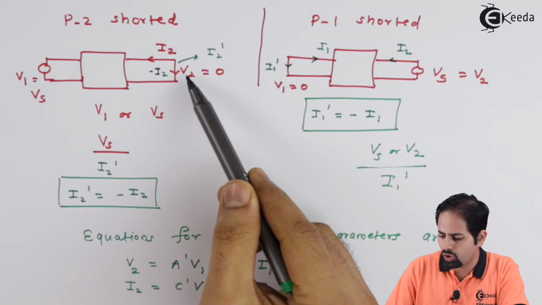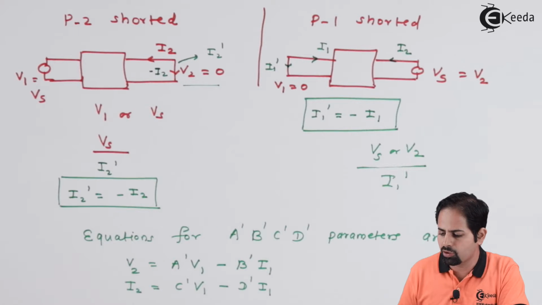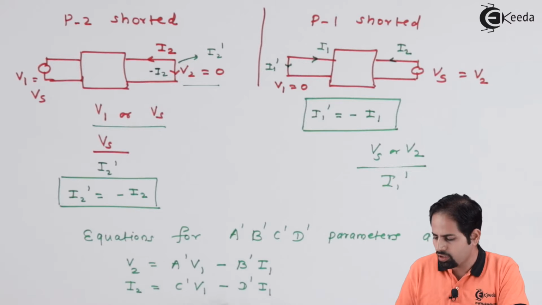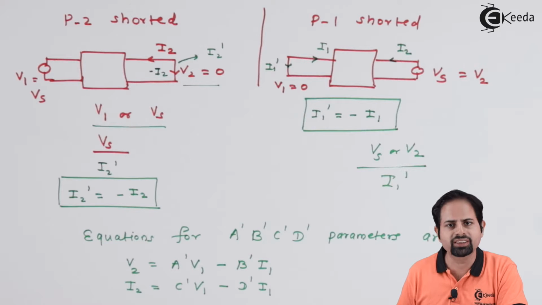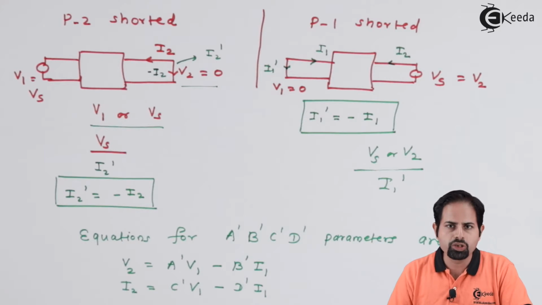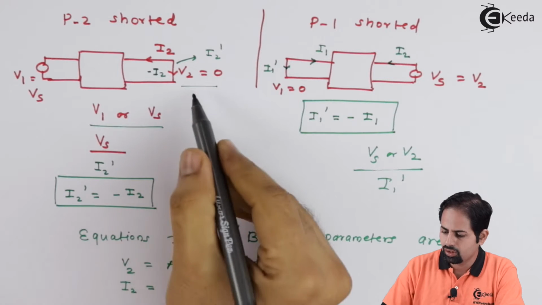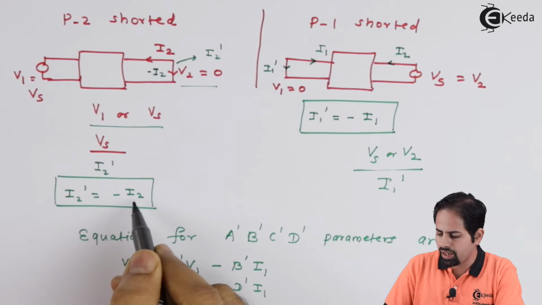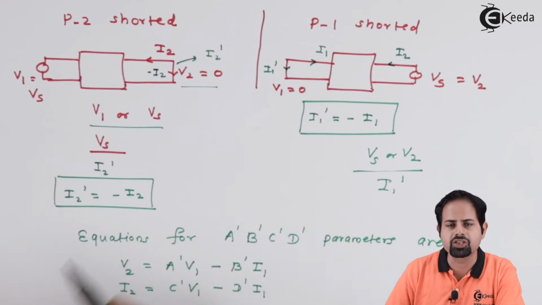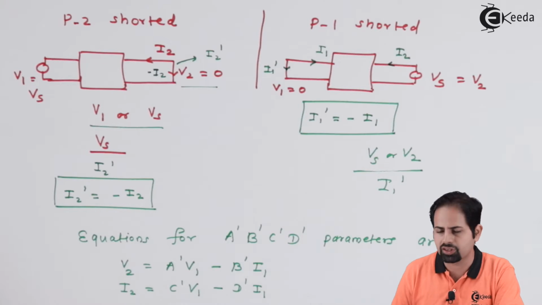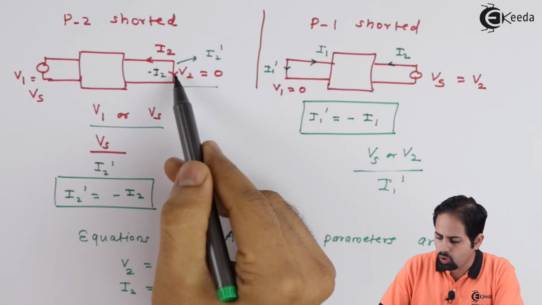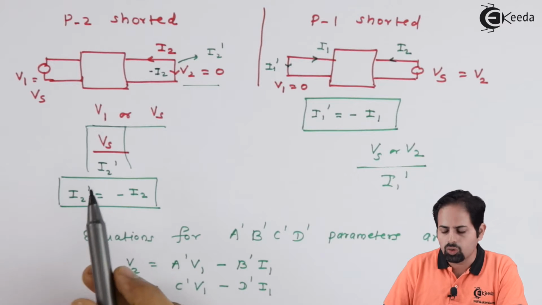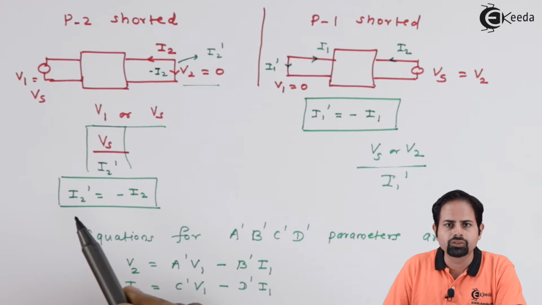and now this is the case which we will take first. That means port 2 is shorted, and these conditions which are V2 equal to 0 as well as V1 equal to Vs, this is what we are going to substitute in this equation. So let us substitute it. So when port 2 is shorted, V2 is 0, V1 is Vs, and I2 dash is minus of I2. So these three conditions we are going to substitute in these equations so that we get ratio of V1 or Vs divided by I2 dash. So this is the ratio that we want. So let us substitute the value.